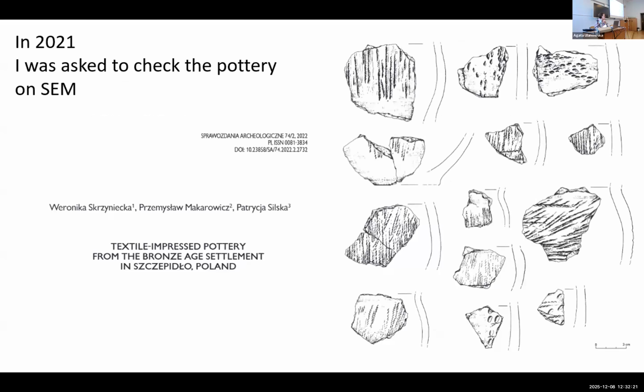In 2021, I was asked for the first time to check the pottery on sand. These were the imprints of the Bronze Age period, the ones that you can take a look at. It was the PhD studies of Weronika Skrzyniecka, also Professor Makarowicz and Patrycja Silska took part in this project. And I was asked if I can take a look if the images will be good enough to recognize some details that they couldn't see on the regular pictures.